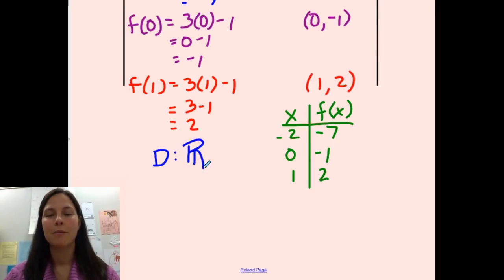This is a symbol. I'll draw it a little bit more slowly if you didn't catch that. I make 2 lines, and then I just make an R around them. That's an all real numbers symbol. It means any number is okay to put into this function.